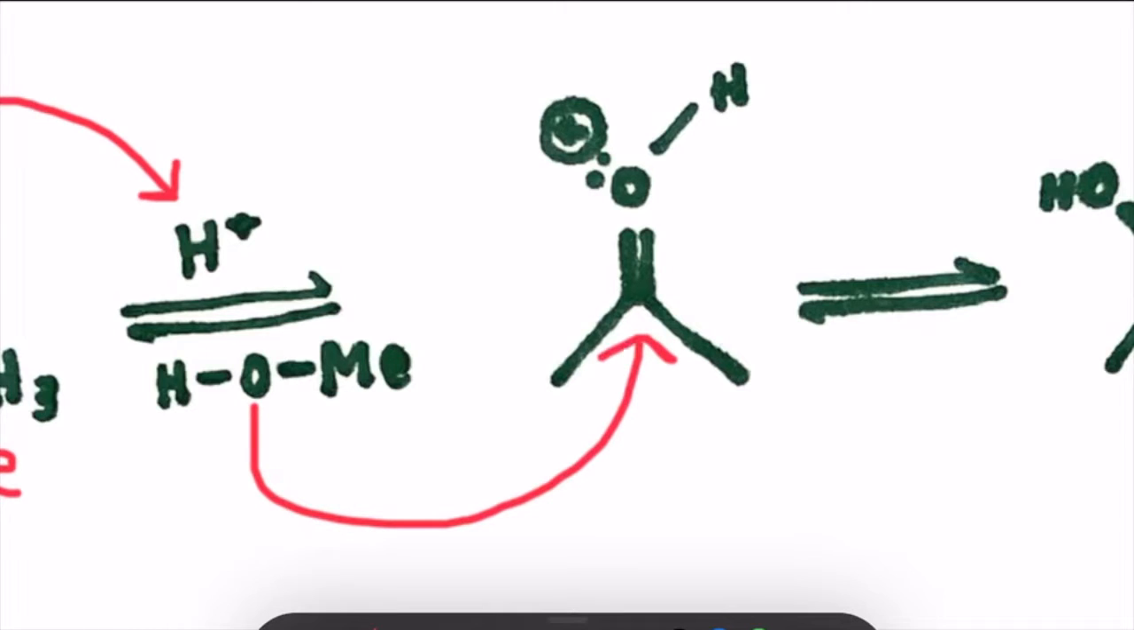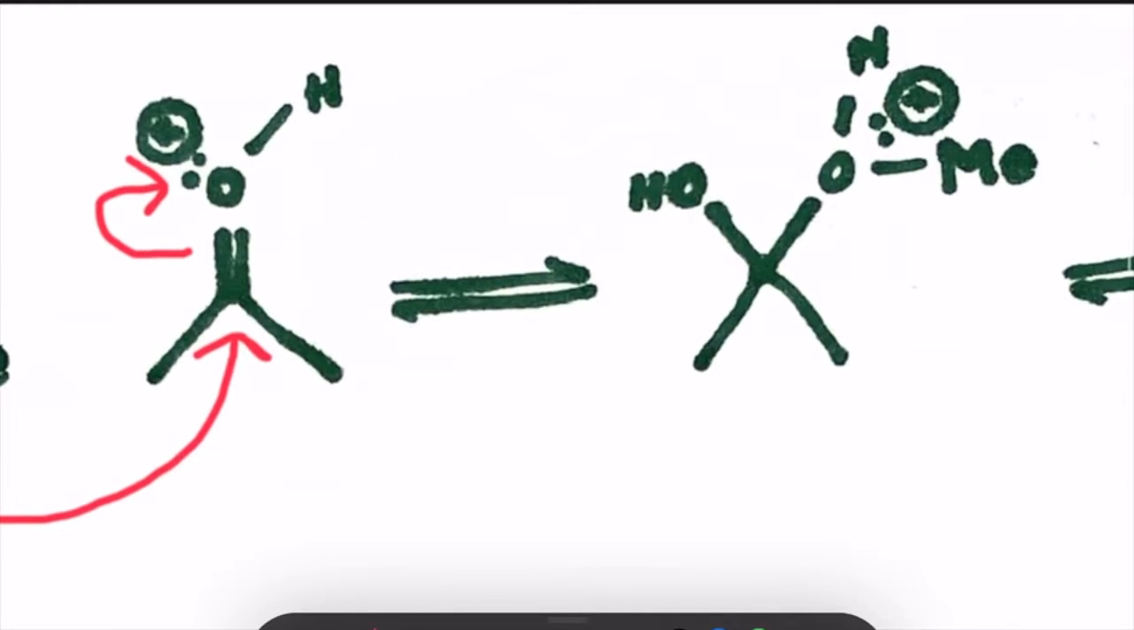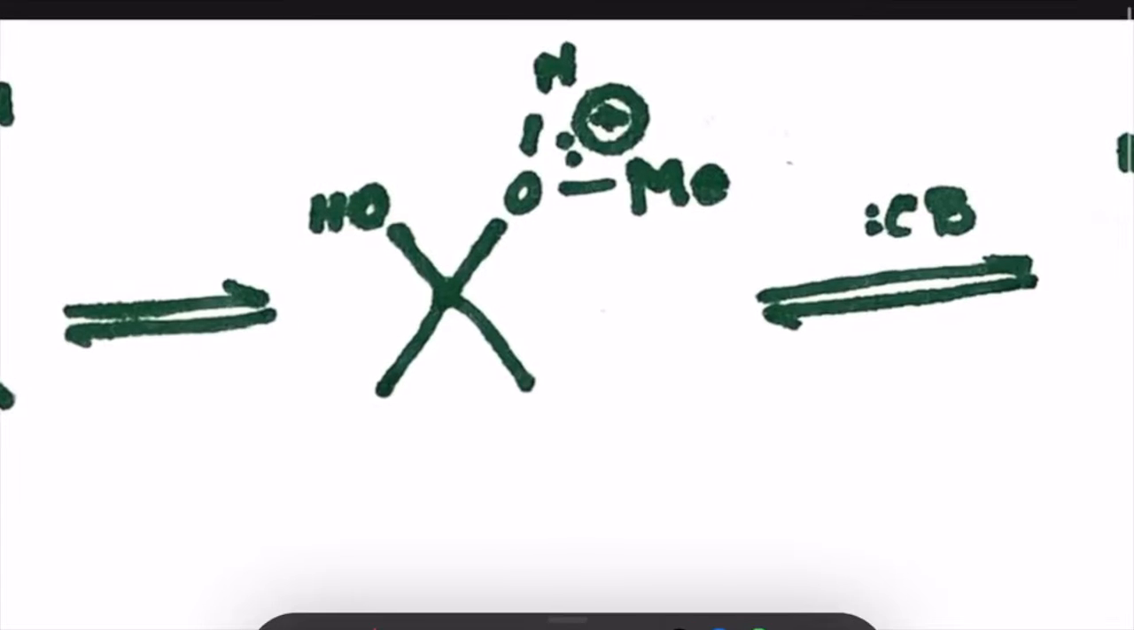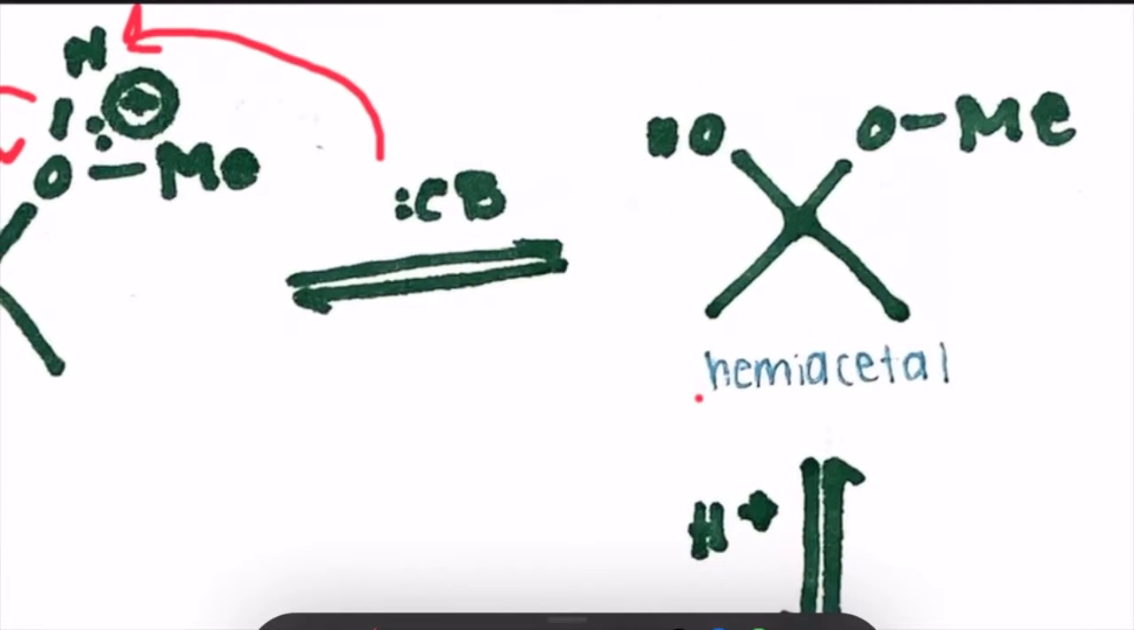The partially negative charged oxygen from the alcohol will attack the partially positive charged carbon, and the electrons from the double bond will flip up to the carbonyl oxygen. The alcohol is now attached to the original carbonyl carbon, and it will carry a positive charge on the oxygen. The conjugate base of the acid, or another equivalent of the alcohol, will now deprotonate the oxygen, returning the charge to neutral and creating a hemiacetal. The reaction at this point is now halfway complete.